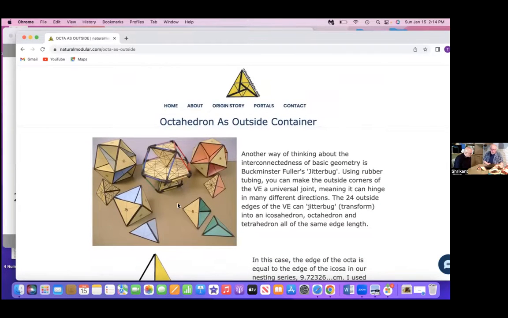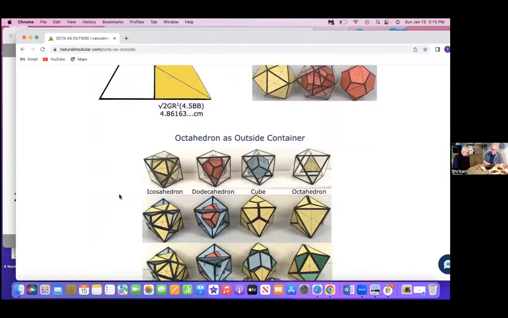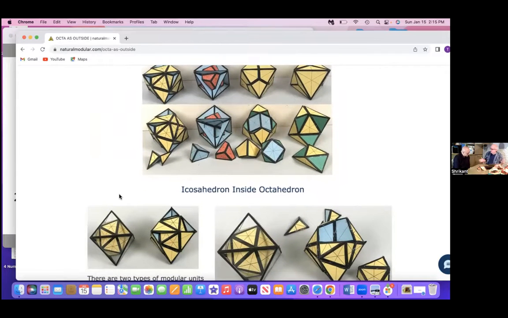And lastly, the octahedron. Now the shape I use, Fuller did the jitterbug, and you can get rubber tubes and make these universal joints, and then get these sticks and make them 6BB. And so what it does is it collapses. It does the VE, the icosahedron, the octahedron, and the tetrahedron. Wow. So I use the same edge for the icosahedron that we did for the nesting dolls, for this edge of the octahedron here. It's all arbitrary.